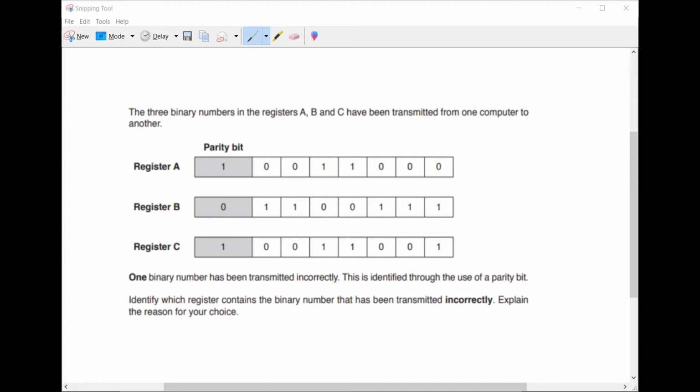Okay, most of you have put the correct answer. So how to find out here? What is the parity they are using? How many ones are there? 1, 2, 3. That is odd. Here 1, 2, 3, 4, 5. That is also odd. Here 1, 2, 3, 4. That is even.